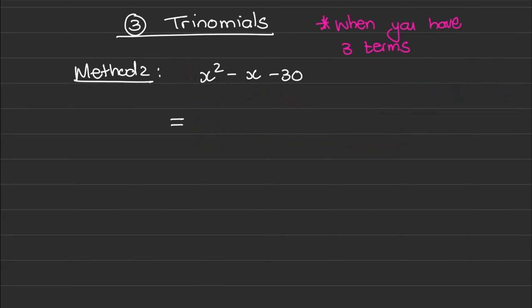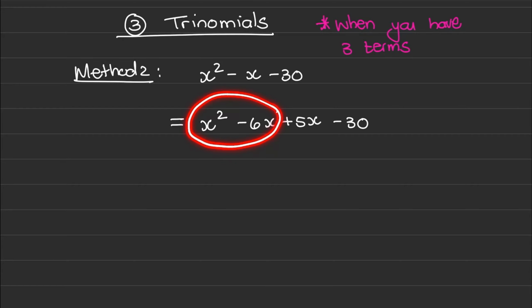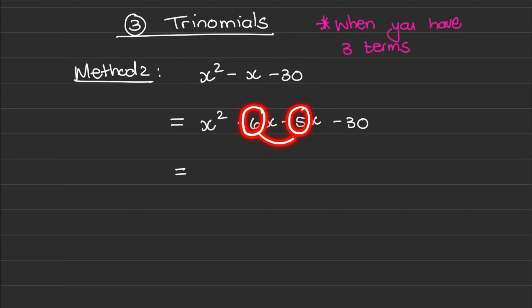For our second method, I'll rewrite the 3 terms as 4 terms and use the method of grouping in order to factorize the trinomial. So you can see the coefficients that I'm using multiplied together will produce 30.